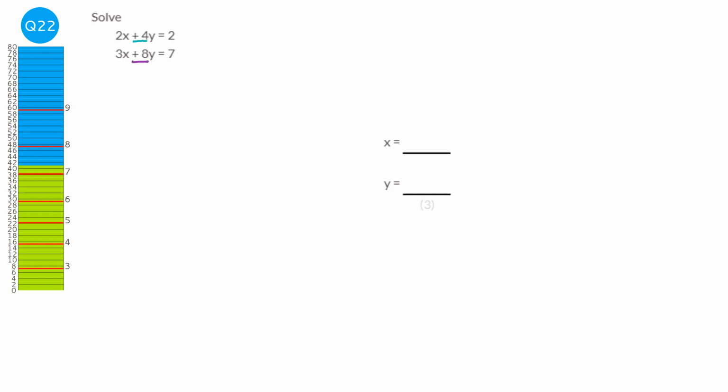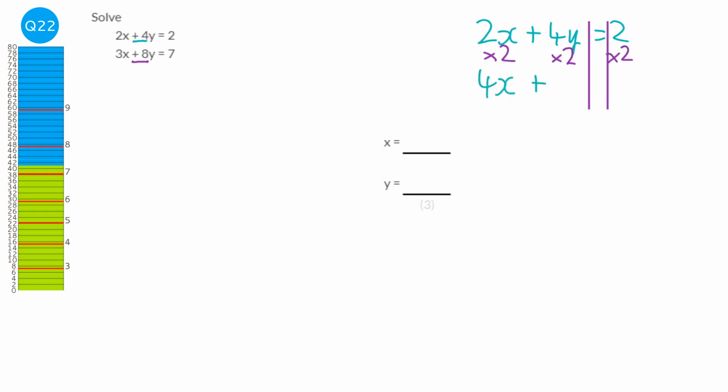So all we need to do is multiply the top one by 2. So we're going to do 2x plus 4y equals 2. And we're just going to multiply all of the terms here by 2 to get that second term, the 4y, to make it equal to 8y. So that's going to be 4x plus 8y equals 4. Then I'm just going to write out that equation we've just worked out, and then write out the second equation underneath.